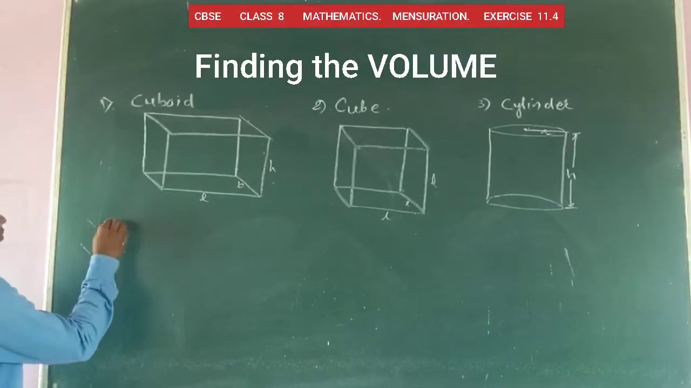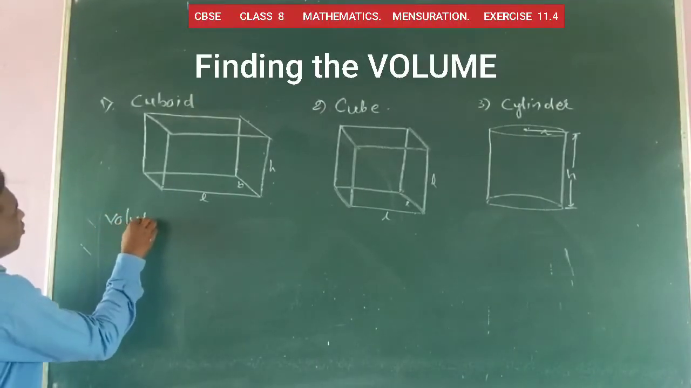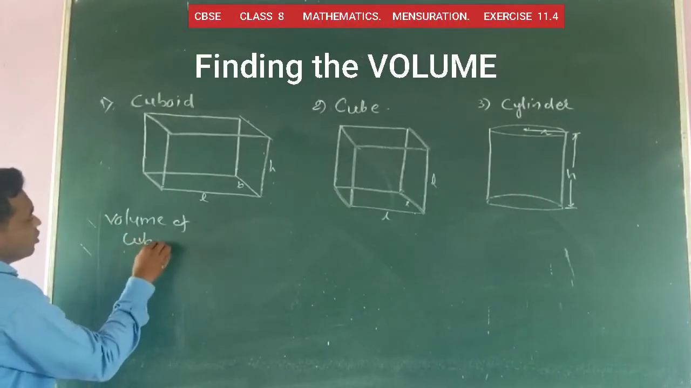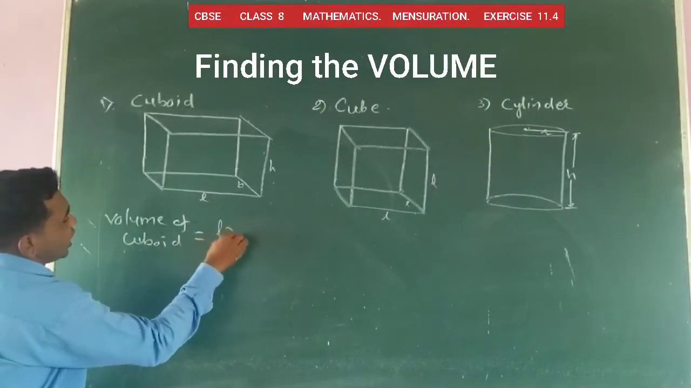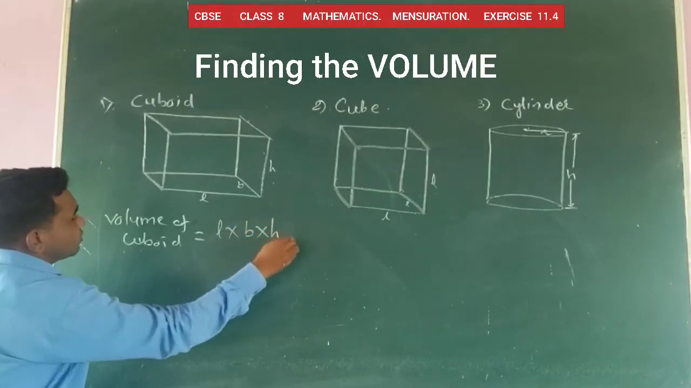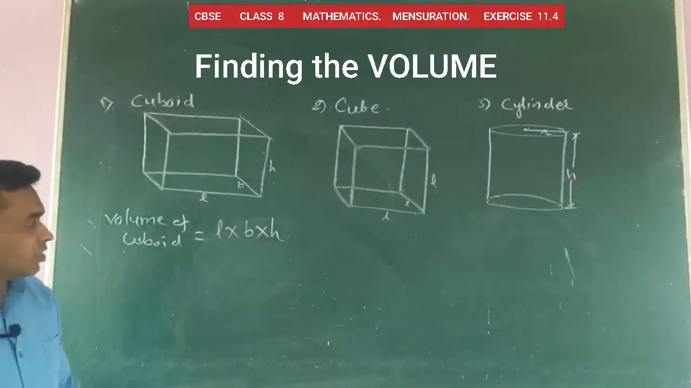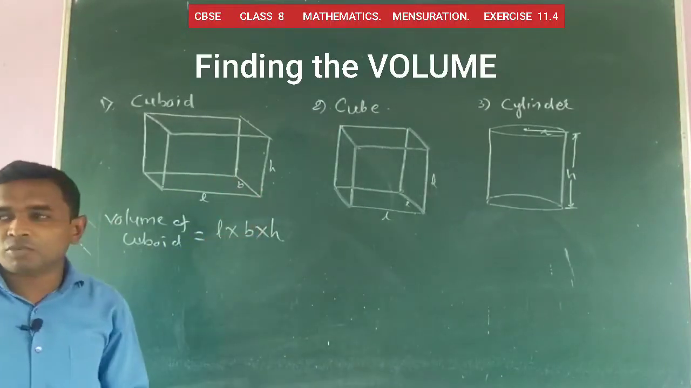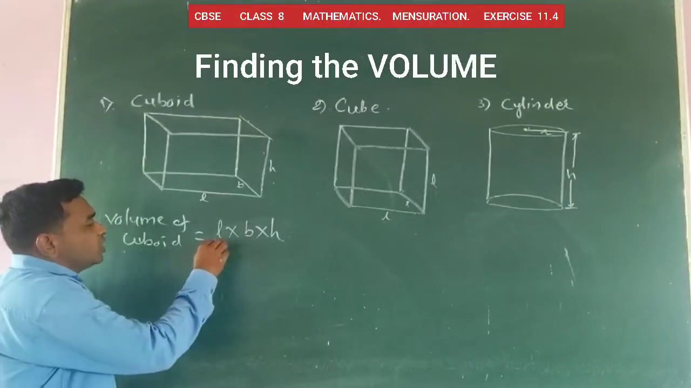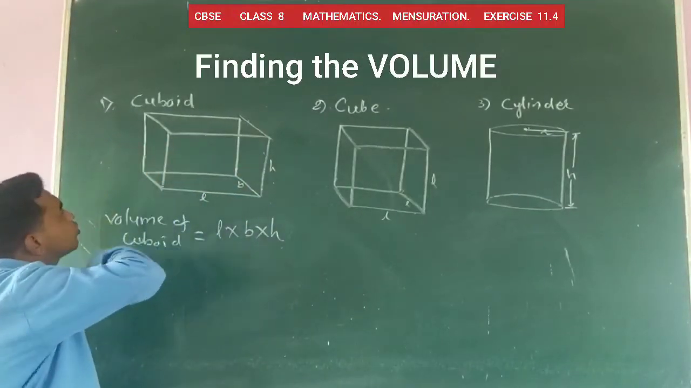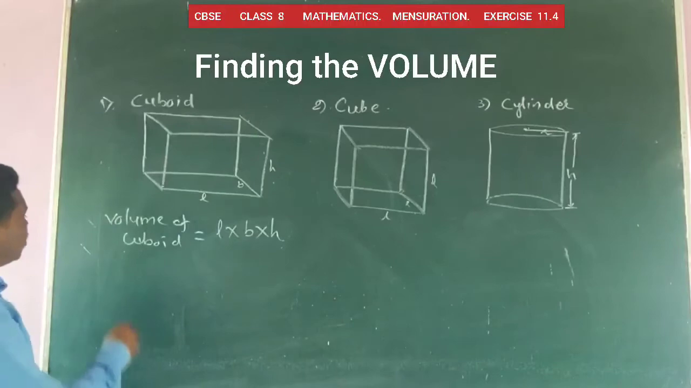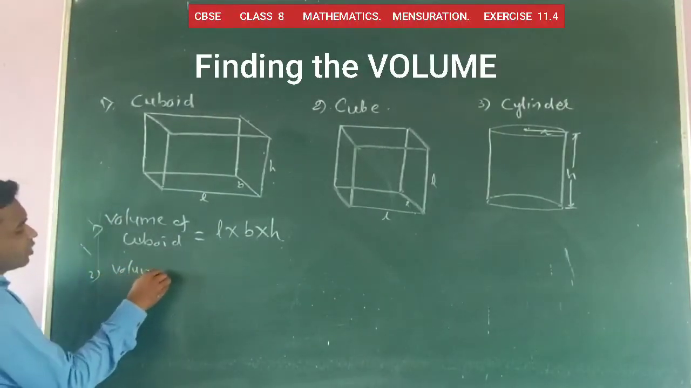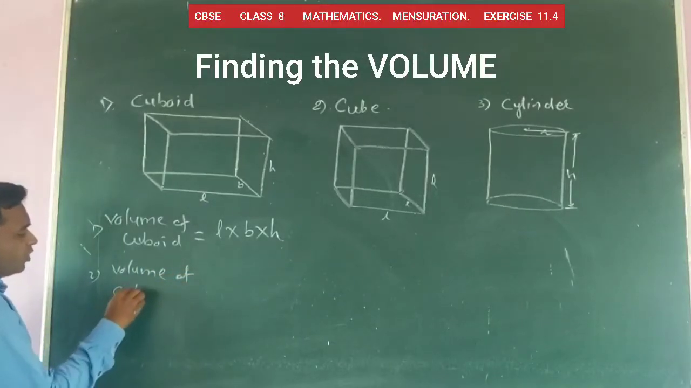For the cuboid, our formula is volume of the cuboid, and the formula is length into breadth into height, meaning L into B into H, where L means the length of the cuboid, B means the breadth of the cuboid and H means the height of the cuboid. So using this formula L into B into H, we can find the volume of the cuboid.